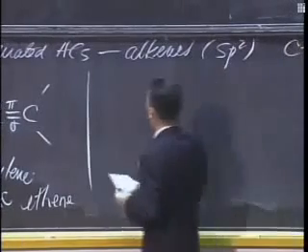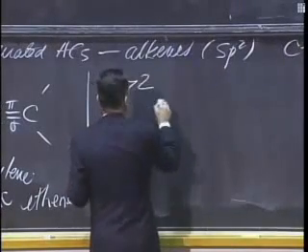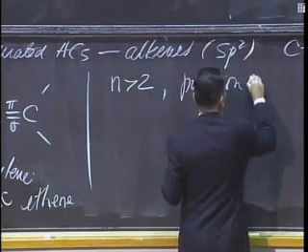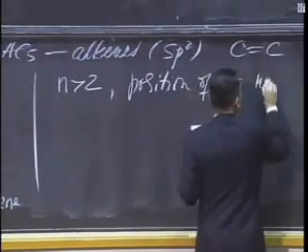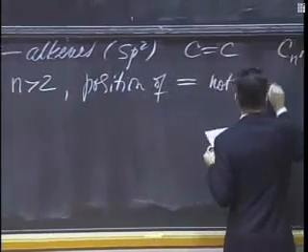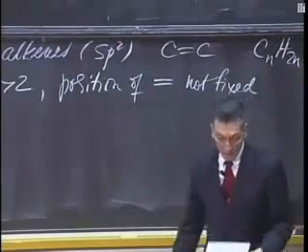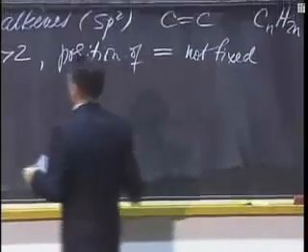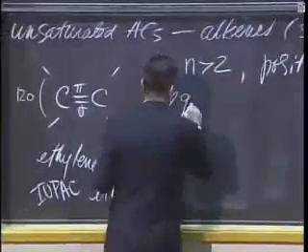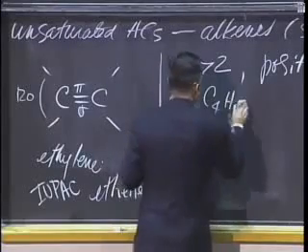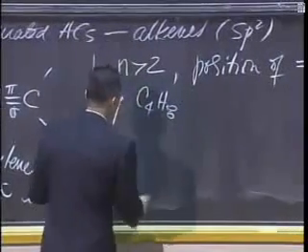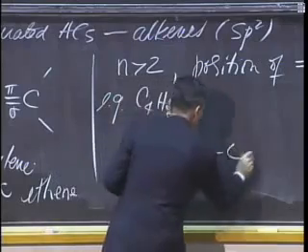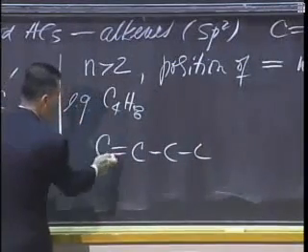And then for n greater than 2, the position of the double bond is not fixed. So we can show examples of that. Let's look at, here's one, butene, C4H8. So one is to put the double bond at the very end. So I've just got one double bond in it.